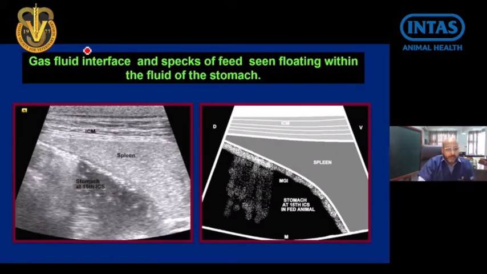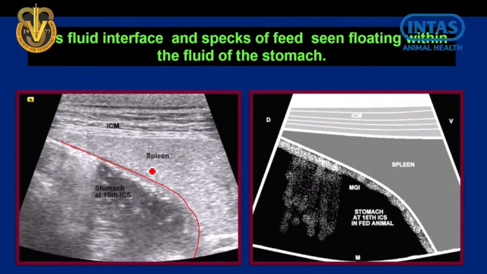Now, the next slide. This slide shows the relation of the stomach with the spleen. You can find these are the gastric contents here. So there is an MGI, or mucosal gas interface, or fluid gas interface here, and you can see the specks of feed. You can see this feed floating in the stomach.